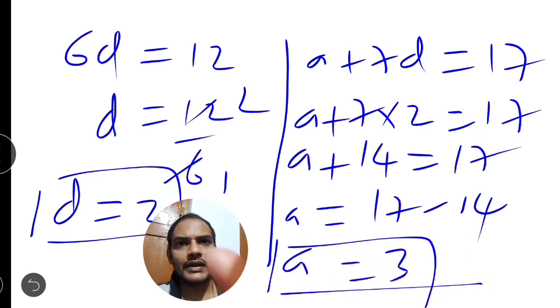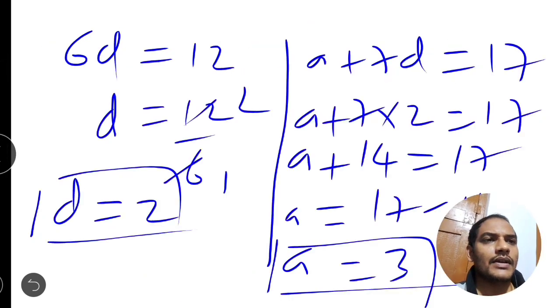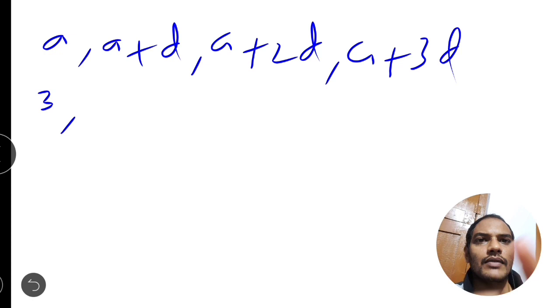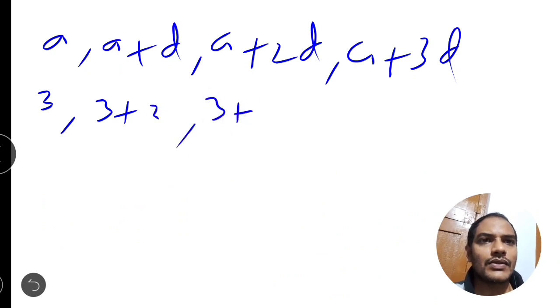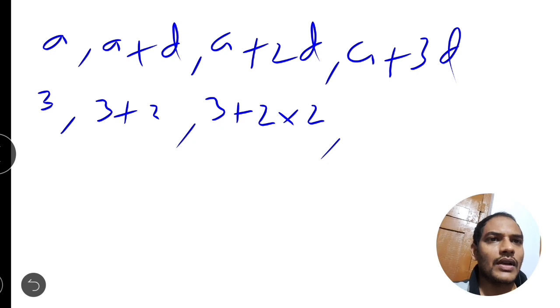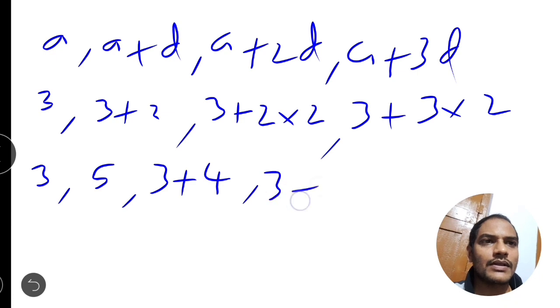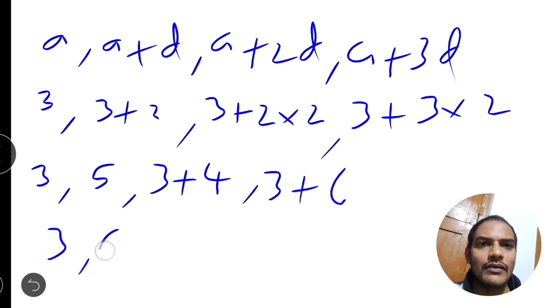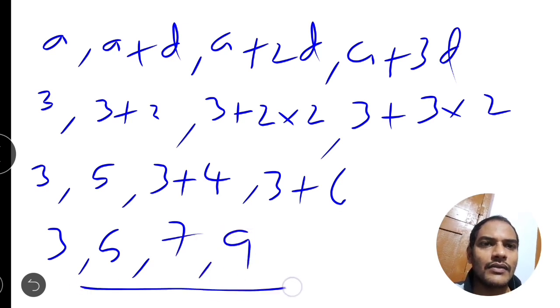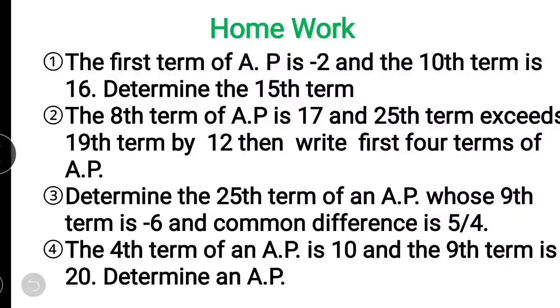So A value is 3. Now the first 4 terms: A is 3, first term completed. Next, the second term is 3 plus D, D value 2. The third term is 3 plus 2 into 2. The fourth term is 3 plus 3 into 2. So 3, 3 plus 2 is 5, 3 plus 2 into 2 is 7, 3 plus 3 twos are 6 is 9. So these are the first 4 terms of AP: 3, 5, 7, 9.